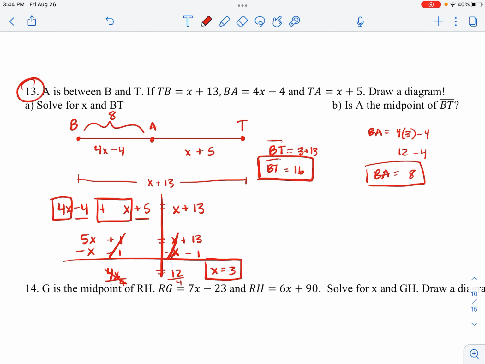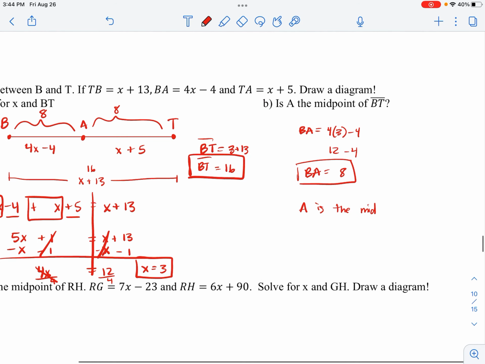Now, we know that this distance is now 8. We know the entire distance is 16, which means this distance would also have to be 8, which is true because if you plug in a 3 here, 3 plus 5 is 8. Thus, A is the midpoint. They are both equal on both ends, it cuts it perfectly in half into 2 equal segments.